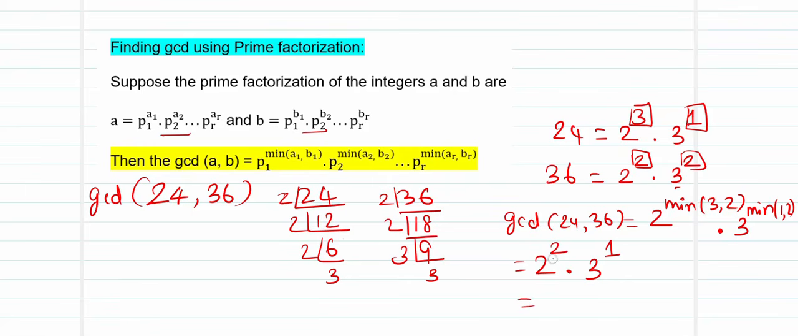So 2 square makes it as 4 and 3 power 1 makes it as 3. So the greatest of the common divisors of 24 and 36 is going to be equal to 12. So this is the way in which we find the prime factorization of the given numbers A and B, finding the minimum of these powers.